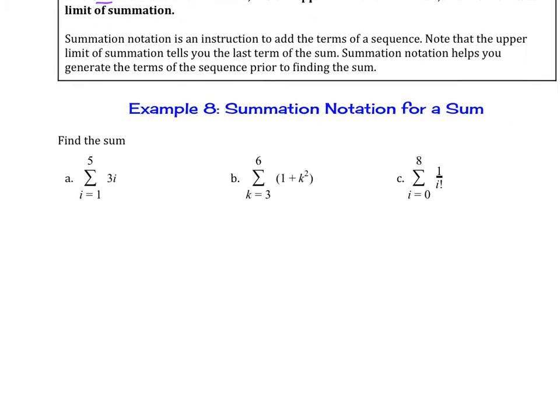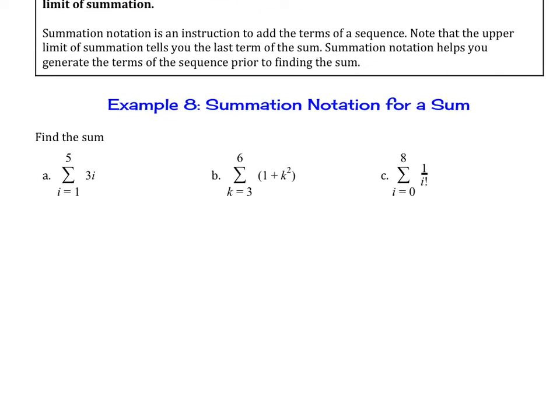So we're going to find the sum given summation notation. Here 1 is our lower limit, 5 is our upper limit, and we have 3i. What we can do is just plug it in. So 3 times 1 plus 3 times 2 plus 3 times 3, and you keep going up until the upper limit: 3 times 4 plus 3 times 5. So this is 3 plus 6 plus 9 plus 12 plus 15, and you find that will be 45.